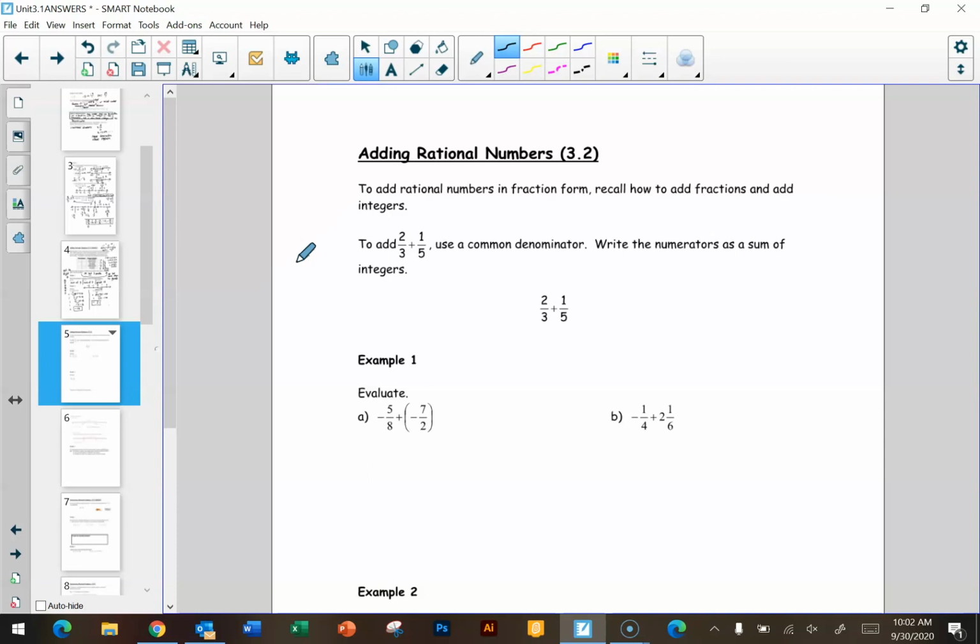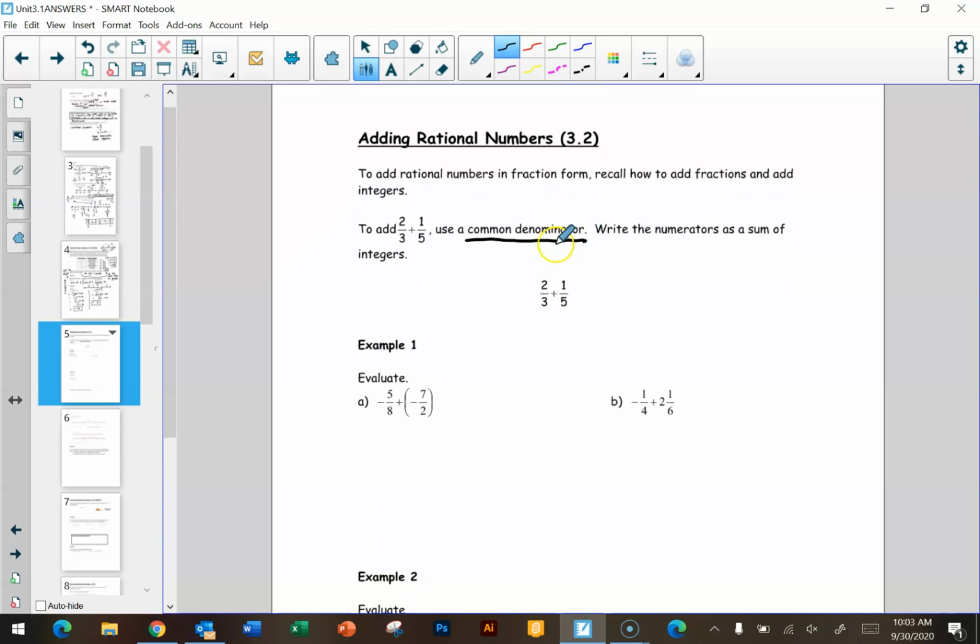So let's always just remember to follow the process, take a deep breath, work left to right, and find a common denominator. This is the important part, and you'll be okay.